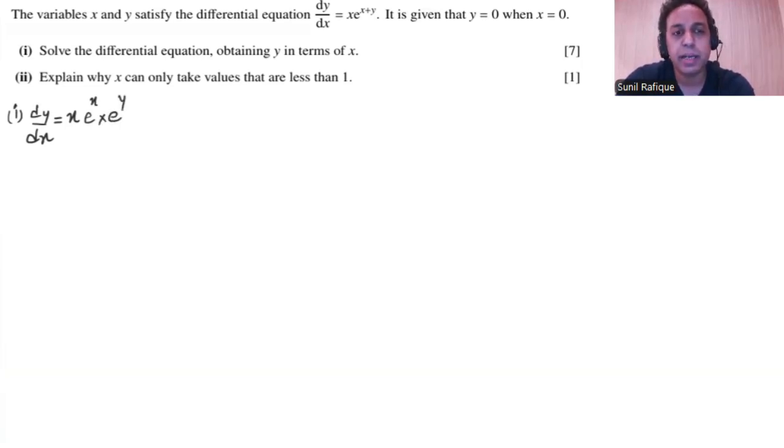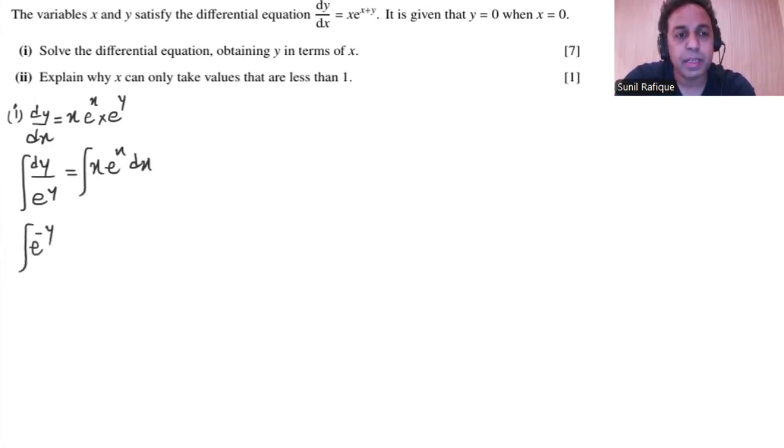You see, what did I just do? I am reversing indices. So you can break this back. Think about it: since the bases are the same, you can add the powers, so it will look like e to the power x plus y. Now let's quickly separate this: dy over e^y, integrate, and e^x dx, right? Okay, so e to the power negative y dy equals e^x dx.